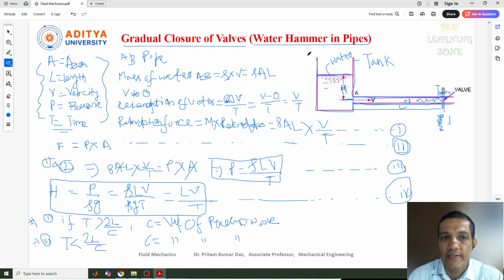I hope you understand this concept: when you are closing the valve gradually, what the pressure head value will be. This is one of the conditions in water hammer in pipes.